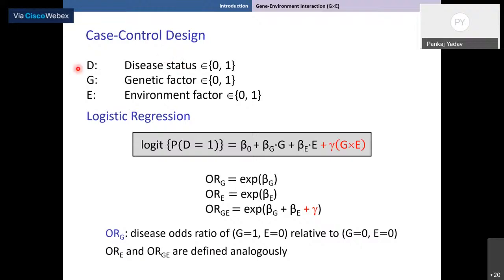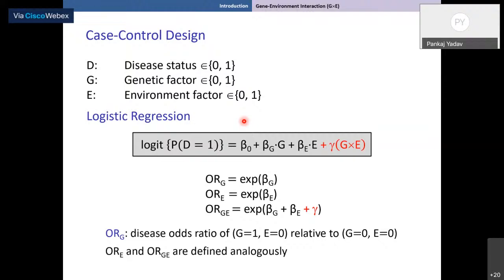So let us assume that we have three factors. Let's say D denotes the disease status of the individuals: 0 means the disease is absent, and 1 means the disease is present. For simplicity, we also consider that the genetic factor is absent or present. And then we have the environmental factor, which for simplicity we also consider as absent or present. 0 means the smoking factor is absent, so in the case of smoking, it can be non-smokers and smokers.